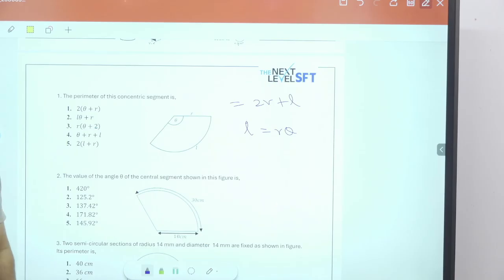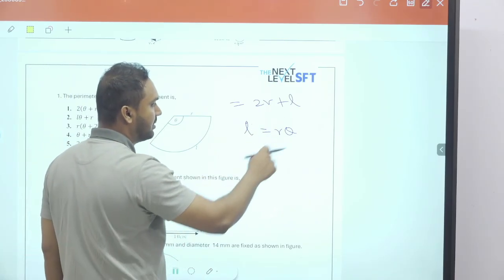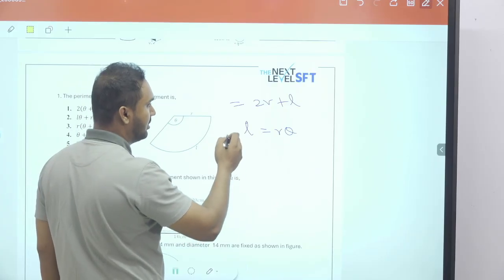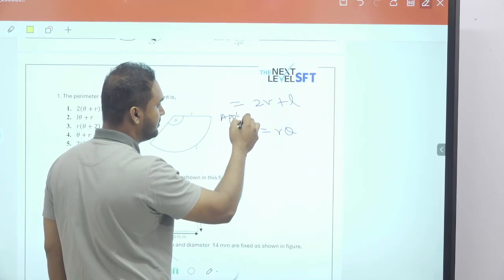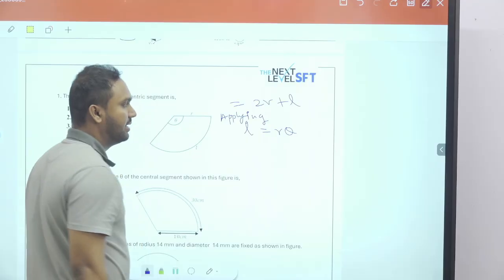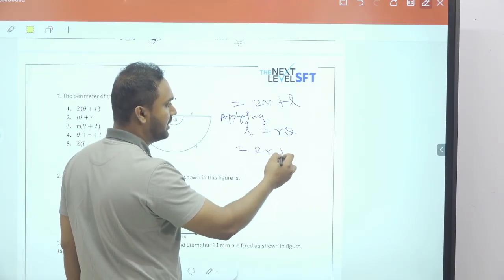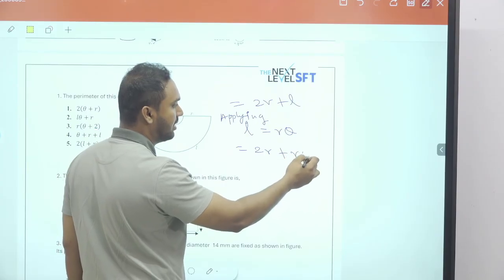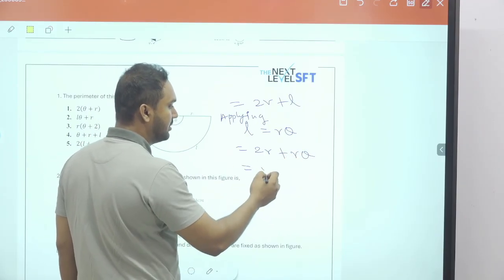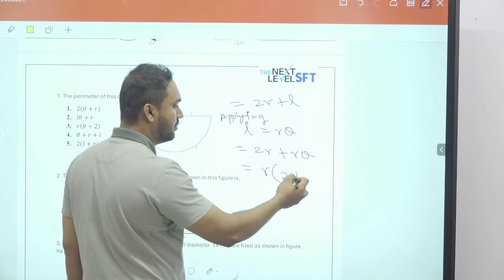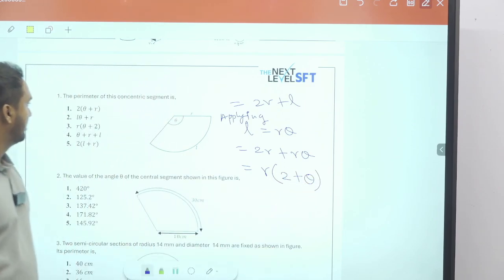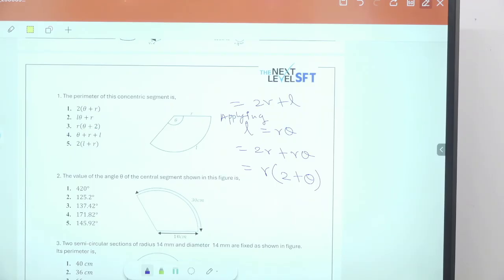But this answer is not there. So instead of L, we can apply R theta, right? Applying L equals R theta, what do you get? 2R plus, instead of L, R theta. Now R is common. You take out the R. What do you get? 2 plus theta. The answer is the third one, R times theta plus 2, or 2 plus theta. Answer is 3.